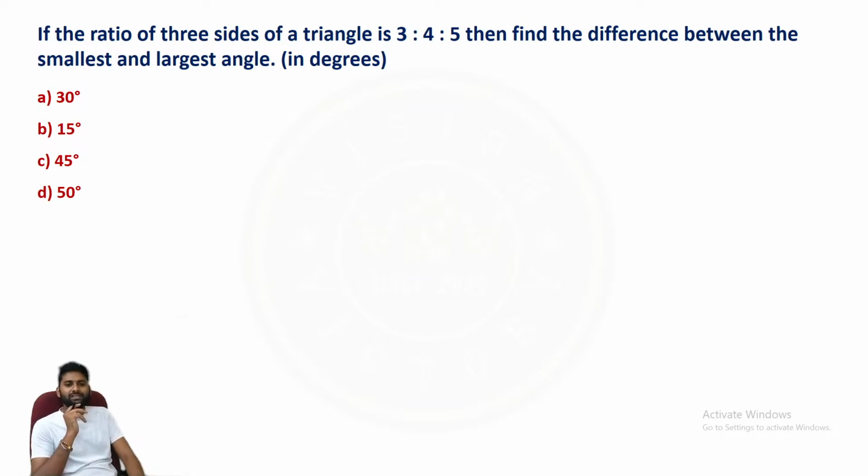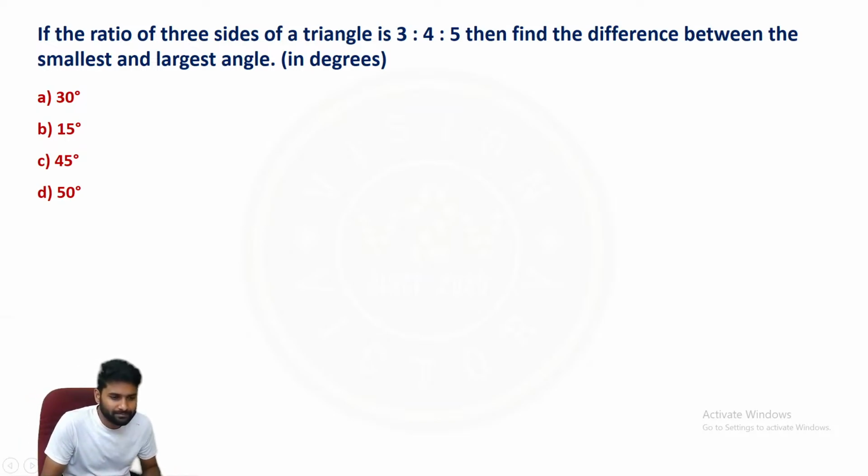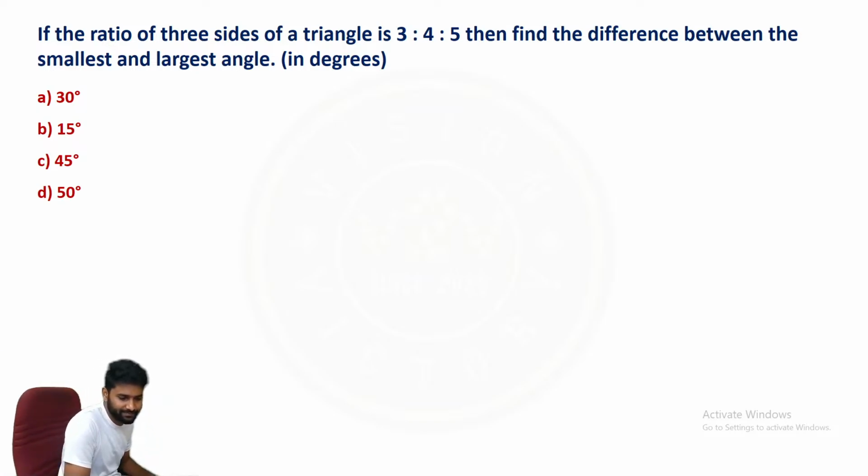On to the next question. The ratio of the three sides of a triangle is 3 is to 4 is to 5. Find the difference between the smallest and largest sides of the triangle.